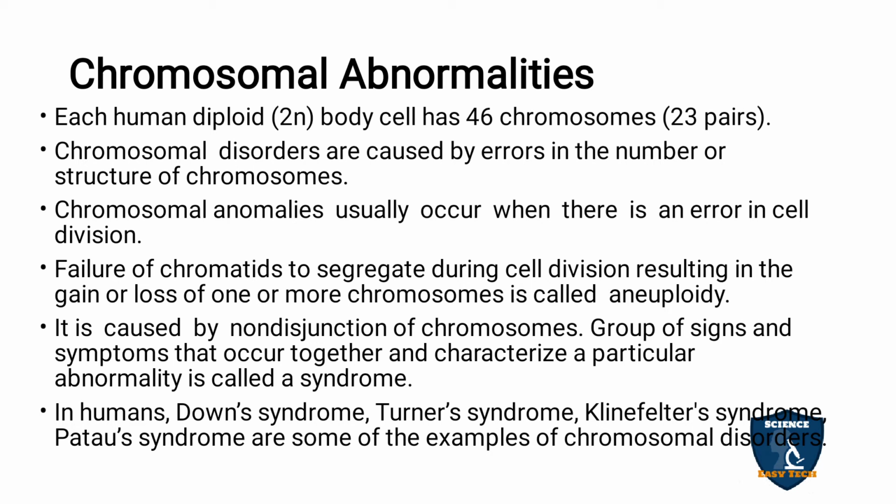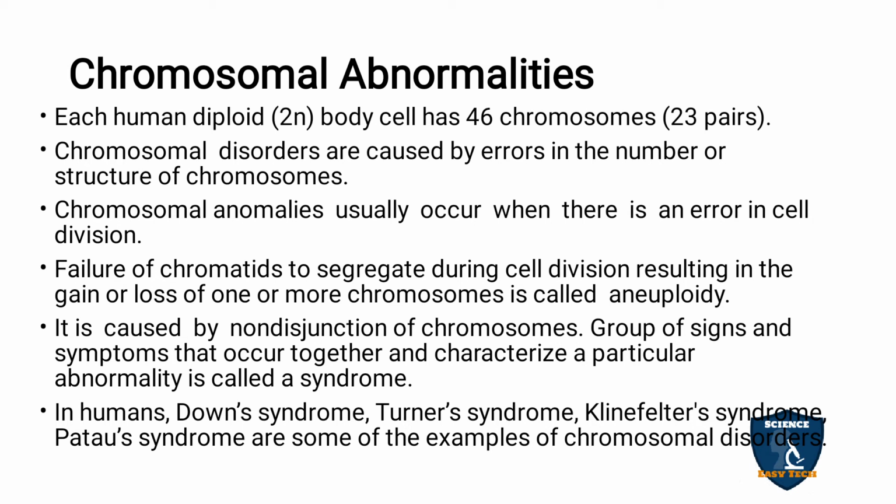Till now we have seen the Mendelian disorders. Now we are going to see the chromosomal abnormalities. We all know the human chromosome number is diploid, that is 46. Chromosomal disorders occur when there are errors in the number or structure of chromosomes, and errors in cell division also cause them. The number may become 24, or less than 23 in a gamete. That is an error in the chromosome.